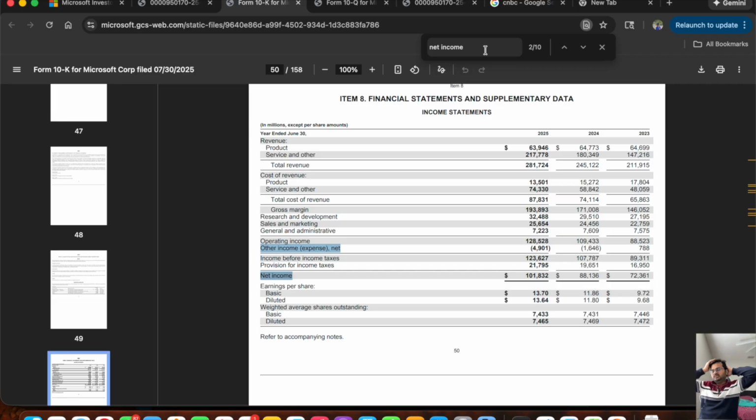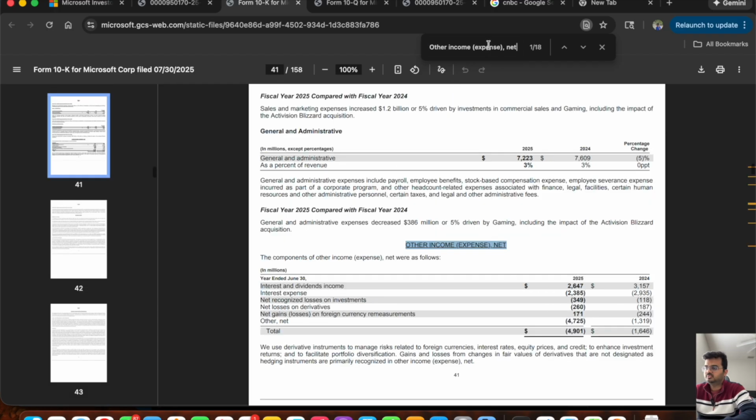If you read through this annual report, Microsoft in their last annual filing has provided one line item for other net income expenses, and they have provided detailed footnotes on what it consists of. In the other income or expense footnotes, they have clearly mentioned the interest expenses line item. This is the one which I needed.